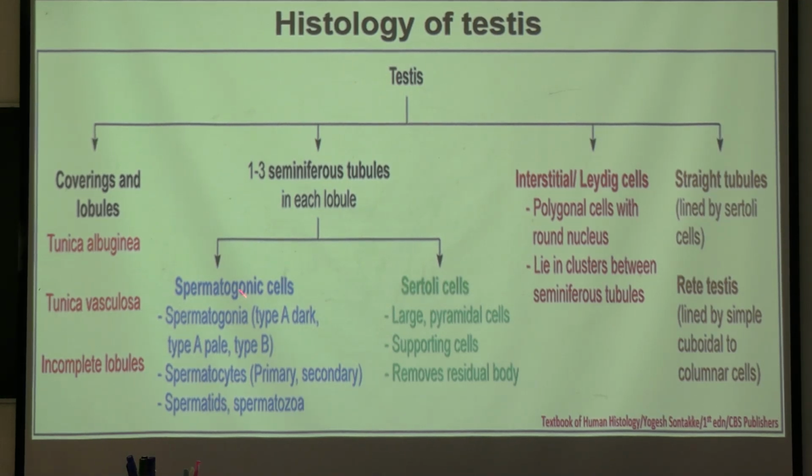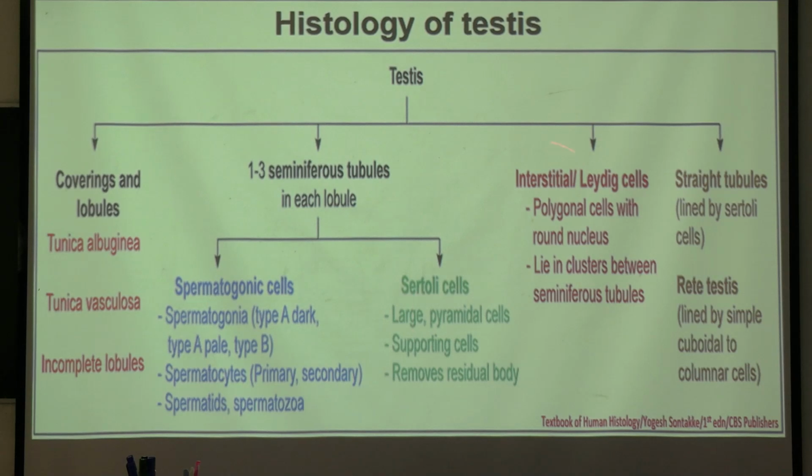They have seminiferous epithelium, having these cells, spermatogenic cells. These are Spermatogonia, type A dark, type A pale, and type B. Spermatocytes are primary and secondary spermatocytes, and there are spermatids and spermatozoa. Sertoli cells are large pyramidal cells, supporting cells, and they remove the residual body.